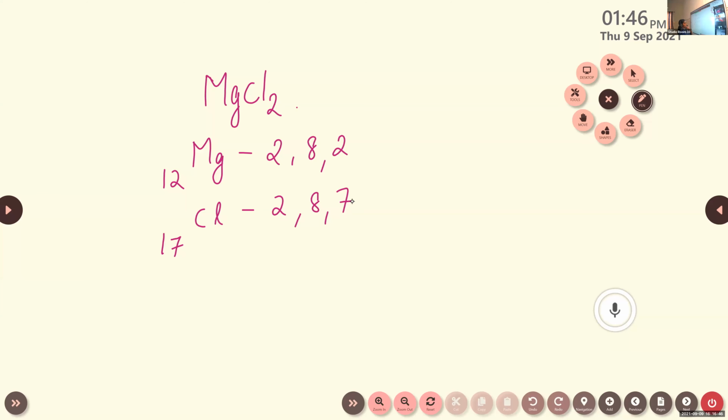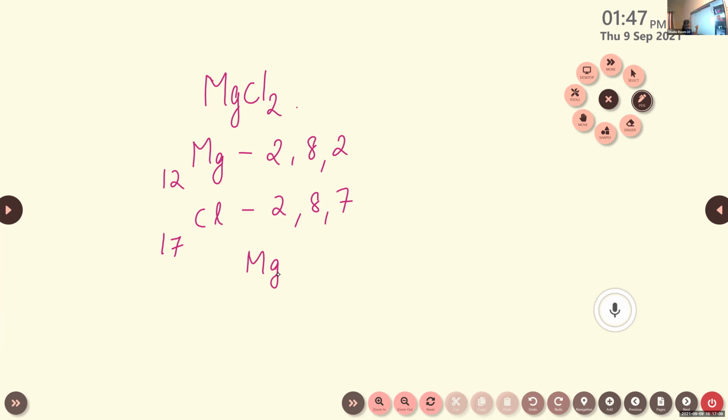So this magnesium will donate 2 electrons, one to each chlorine atom. There are 2 chlorine atoms present in this molecule. Magnesium has 2 electrons in the outermost shell. It will donate them to the 2 chlorine atoms, and then it will be completely filled. We can write the chemical reaction.